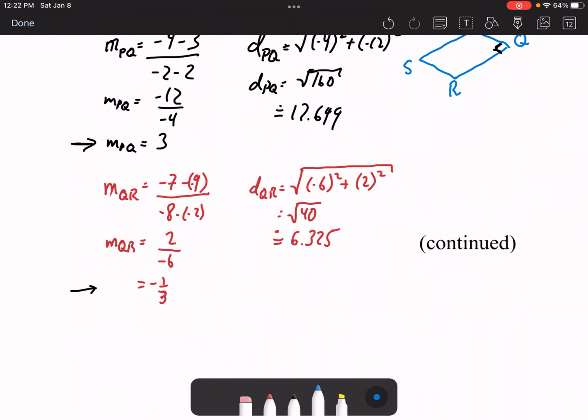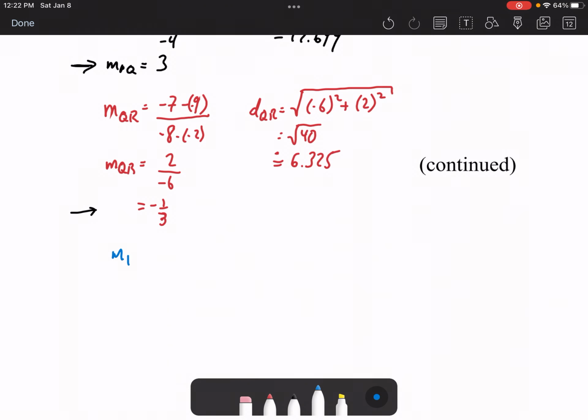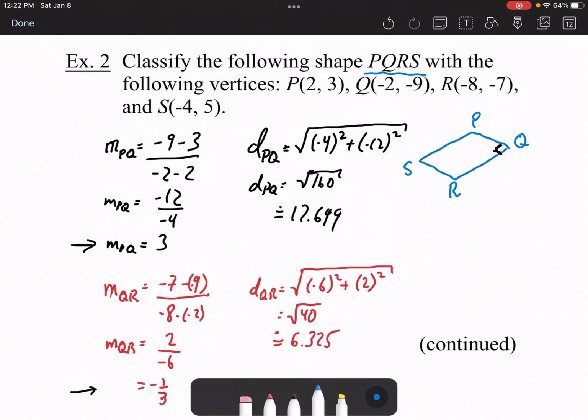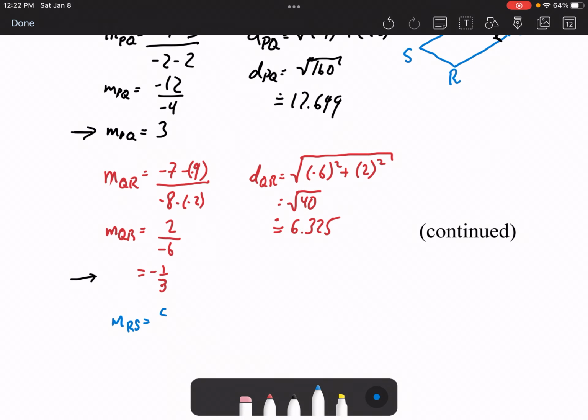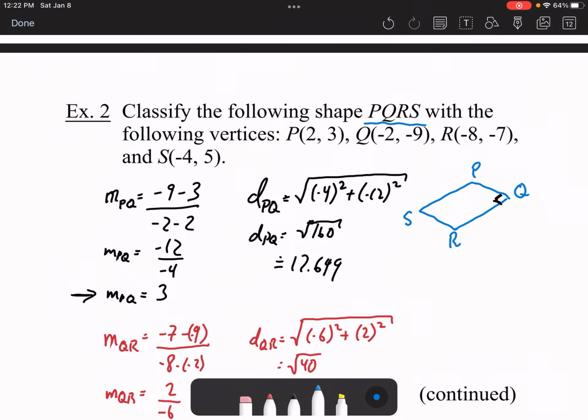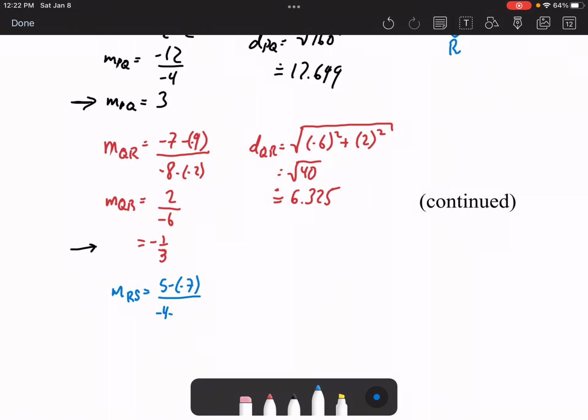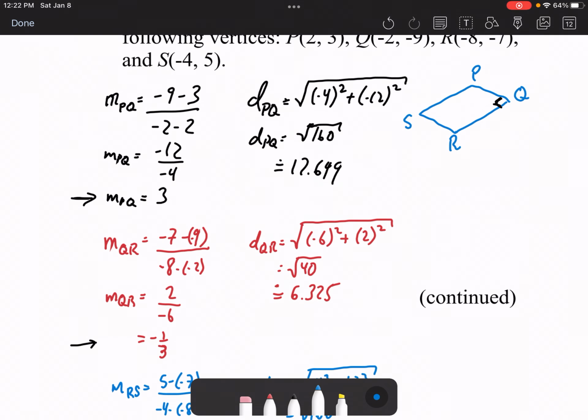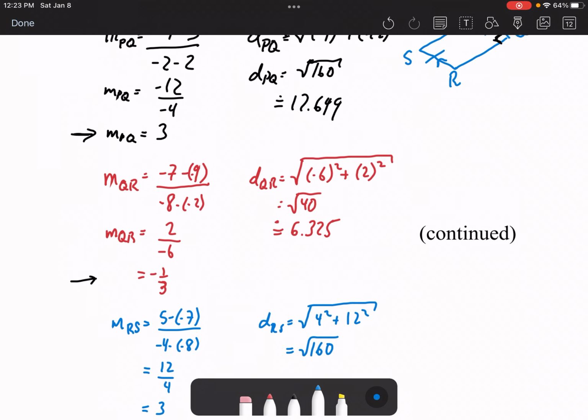Okay, so now let's find the slope of RS. Wow, we found that the slopes of PQ and RS are actually the same. Moreover, let's work out the distances here. The distances are the same. So that means the two sides are parallel, having the same slope and same distance. And also, it is perpendicular.